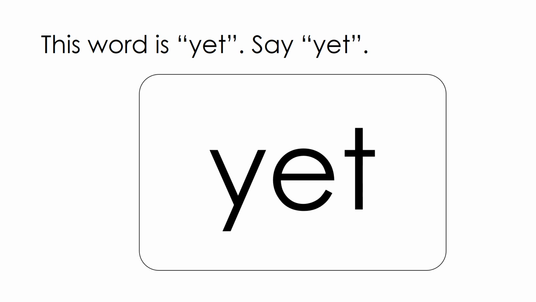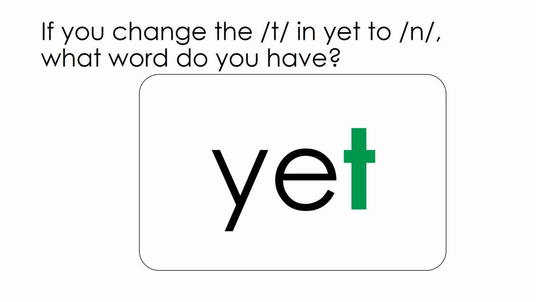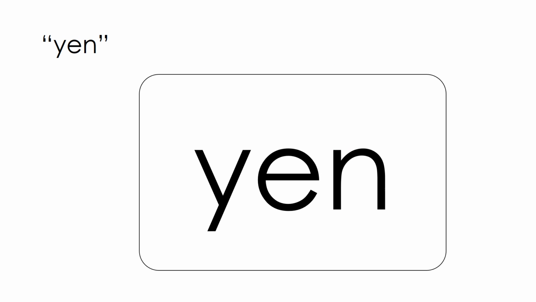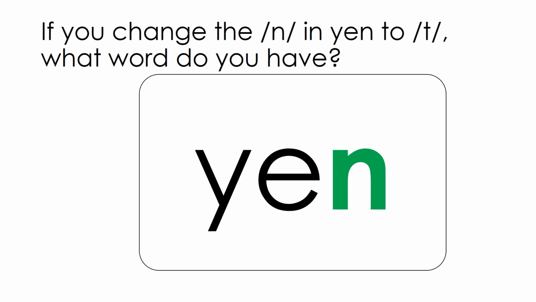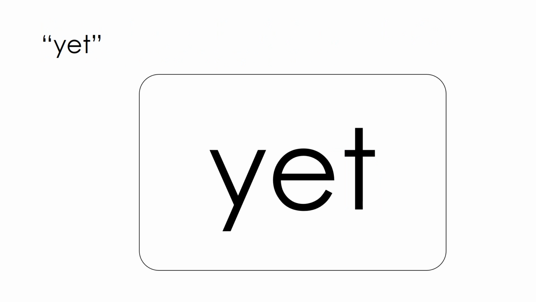This word is yet. Say yet. If you change the T in yet to N, what word do you have? Yen. If you change the N in yen to T, what word do you have? Yet.